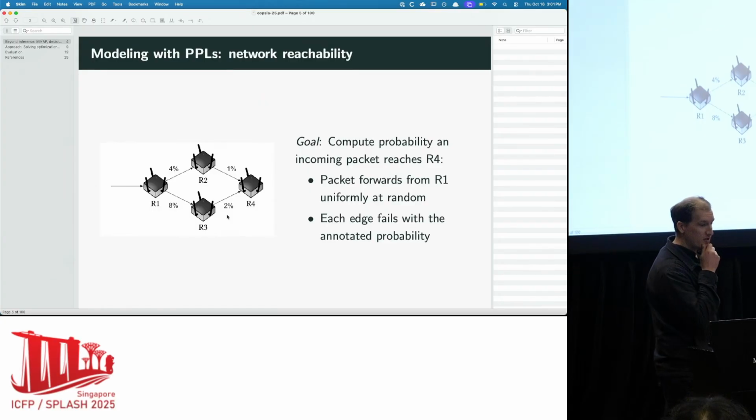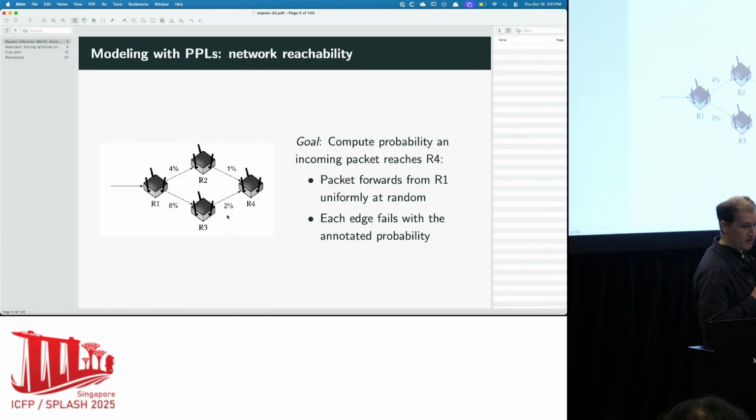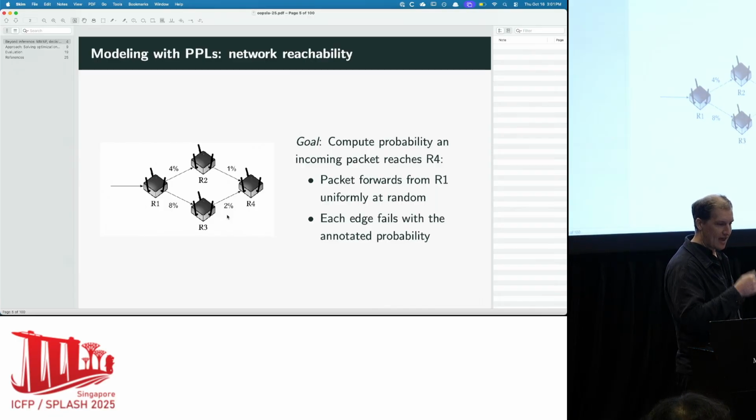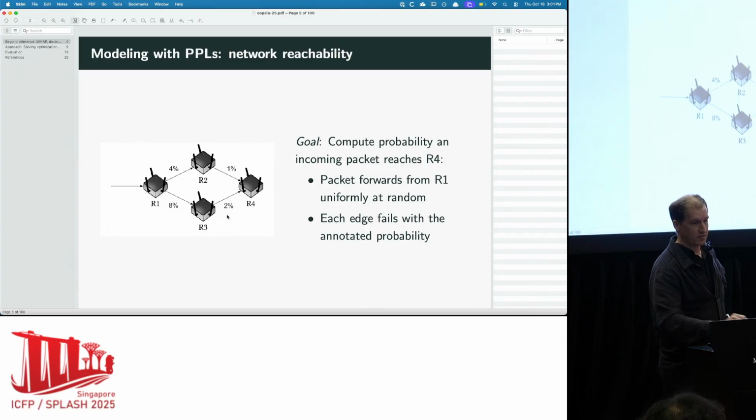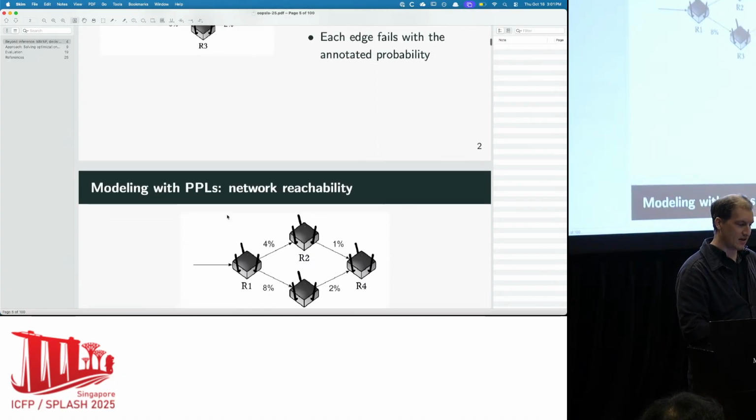Maybe another example that'll be interesting is network diagnosis. So maybe I'm in a situation where I'm trying to diagnose the probability of a packet reaching the end of a network. And each link in the network has a failure probability, and I would annotate that. So like there's an 8% chance that the link from R1 to R3 fails, and I want to know, will a packet get to the end of the network?